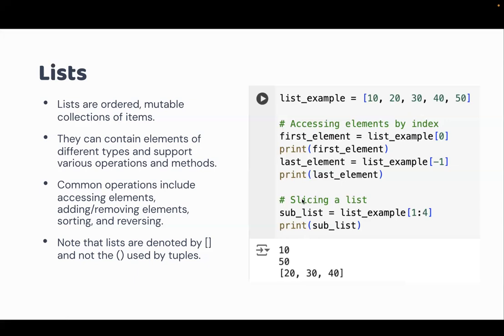Somewhat like strings, we can also slice a list. If we want to have a sublist, we can assign it from the original list with the index from 1 to 4. And remember, including 1, excluding 4. So our sublist would be index 1, which is 20, index 2, 30, index 3, 40, and excluding index 4, 50. Are there any questions?